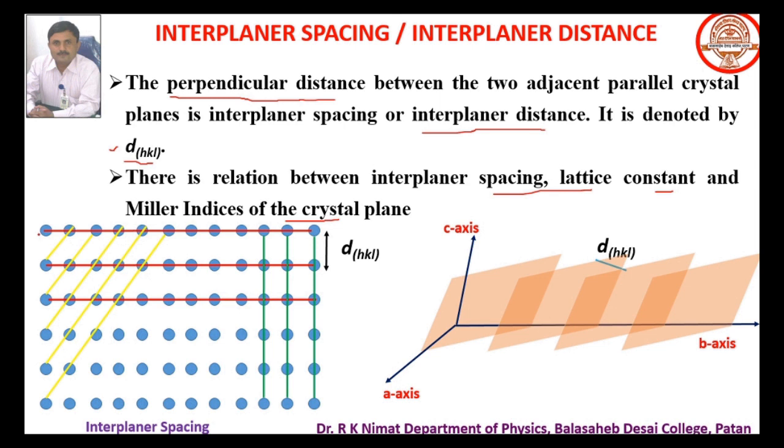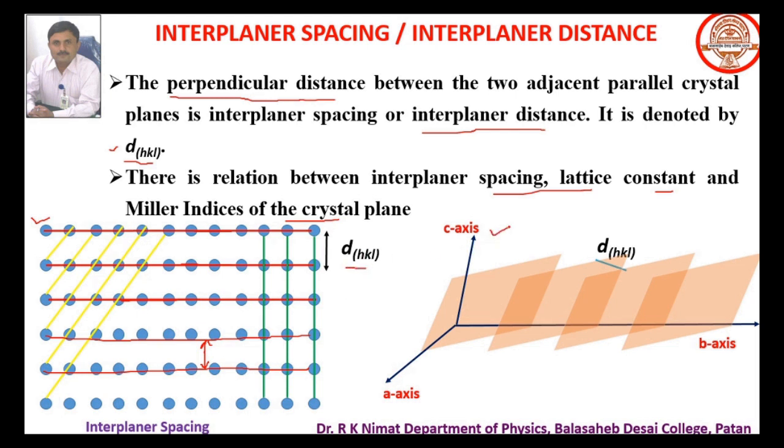So consider a two-dimensional arrangement of atoms in which there are sets of parallel planes. So this is one set of parallel planes. This is a plane parallel to the above plane. This is another parallel plane. Here the perpendicular distance between two adjacent parallel planes is nothing but the interplanar spacing, which is dhkl.